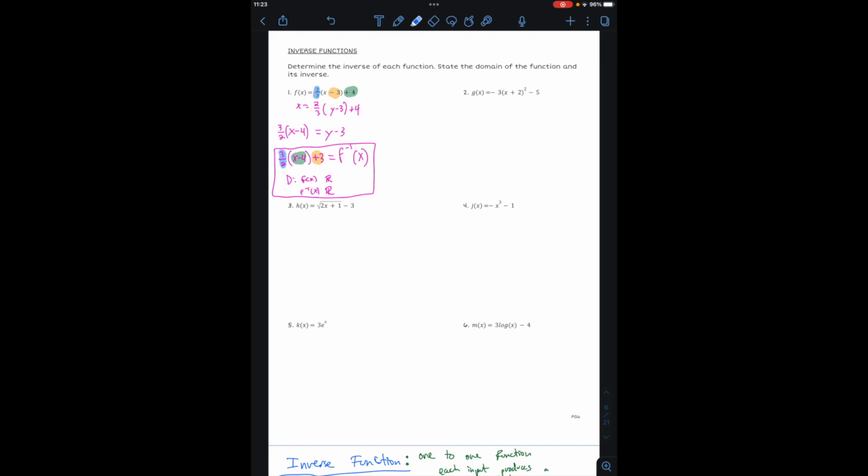Which it kind of would if we were to actually distribute everything out. Yeah, so we should be pretty happy that this is in fact our inverse function. Okay, on the next example, we're going to run into a problem.